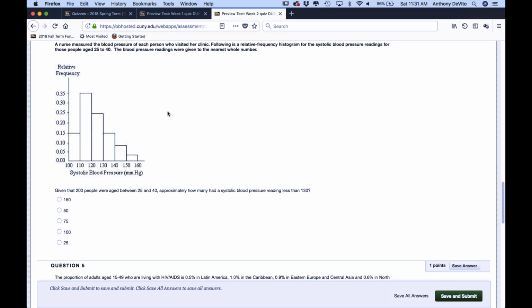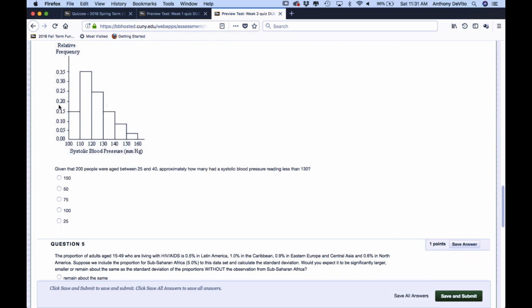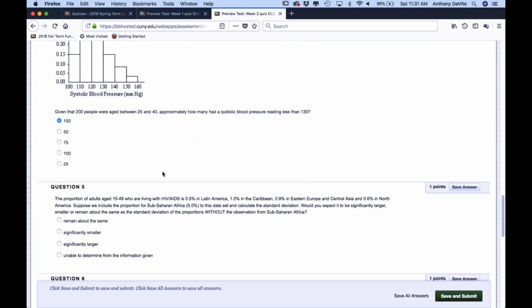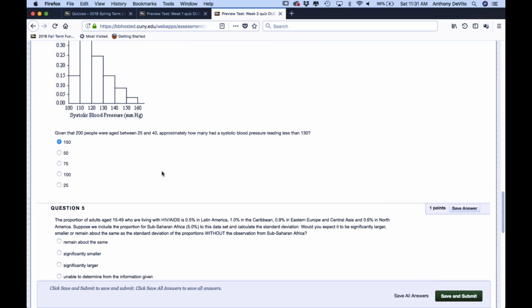So if this was 100 people, it would be 75 people. 75% of 100 is 75 people. But since it's 200, 75% would be 150 people. Okay, everybody comfortable with that, right? If it would have been 1,000 people, it would have been 750.